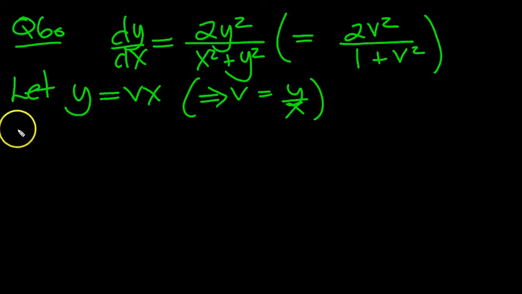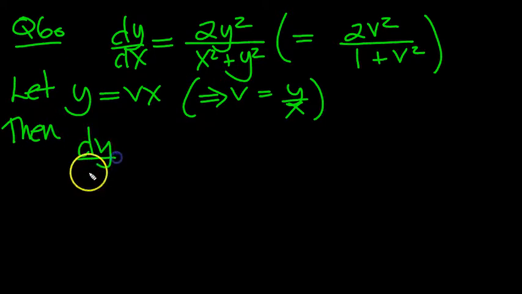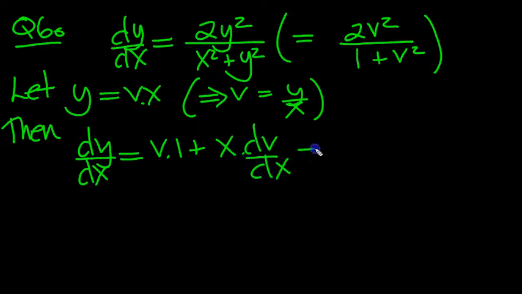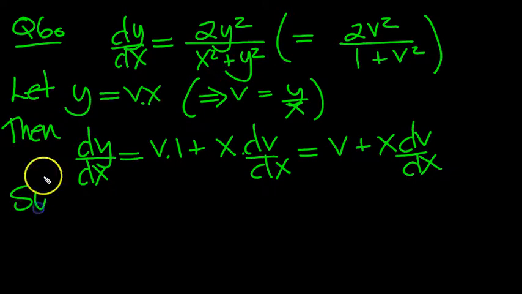Let's get dy/dx then. So dy/dx is equal to product rule. So it's u dv/dx, which is 1 plus v, times du/dx, which is dv/dx. So we've got v plus x dv/dx then. So substitution gives.